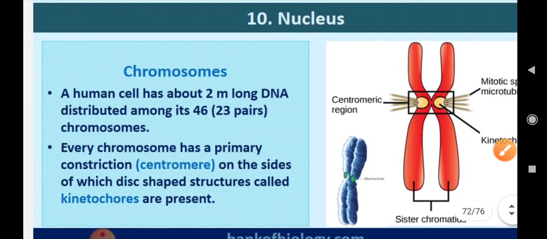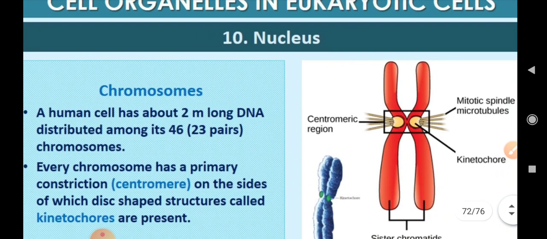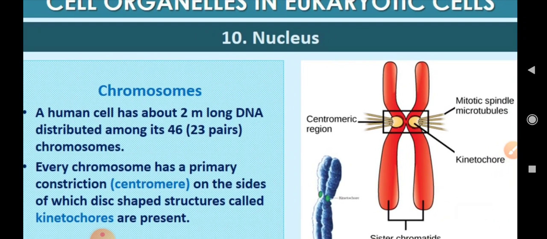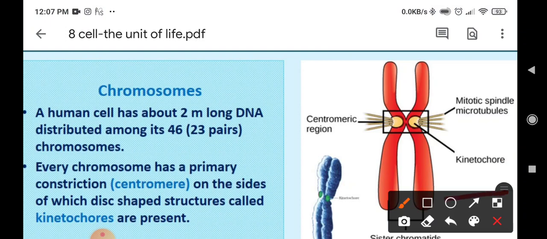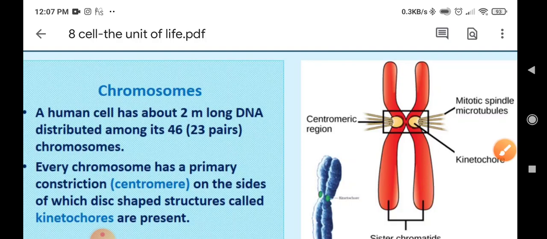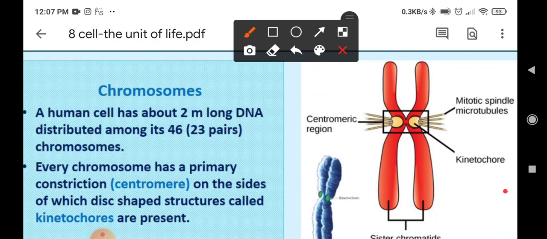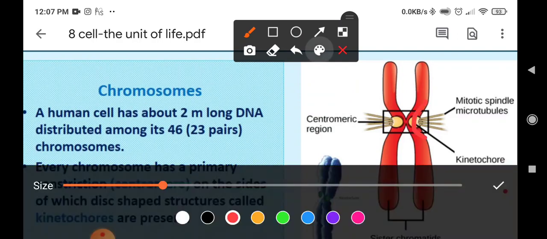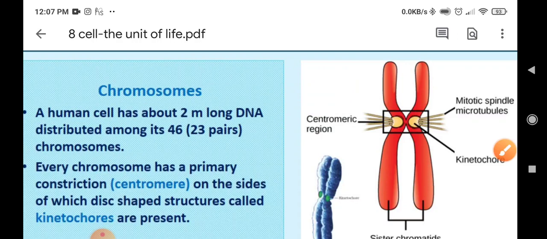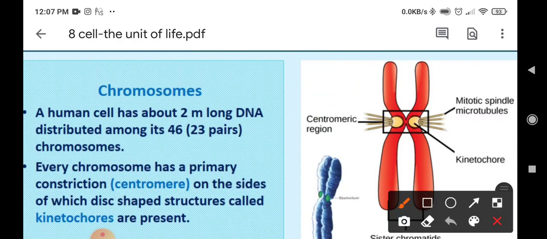Now moving on to the chromosomes. All of you know that 46 chromosomes are present inside our cell and they are present in 23 pairs. Every chromosome is a little constricted in the center. If you look at the structure, it is a little constricted in the center. This primary constriction is known as the centromere.